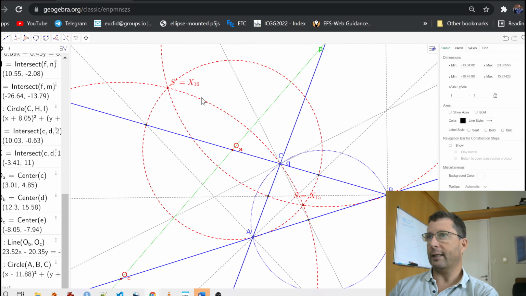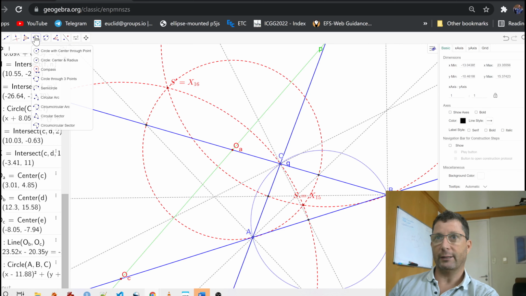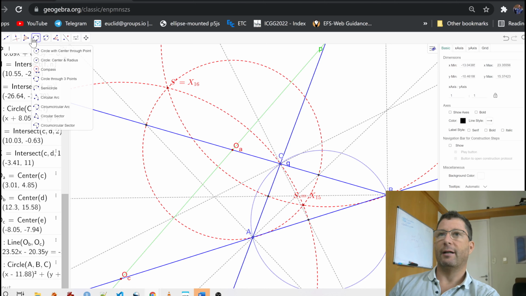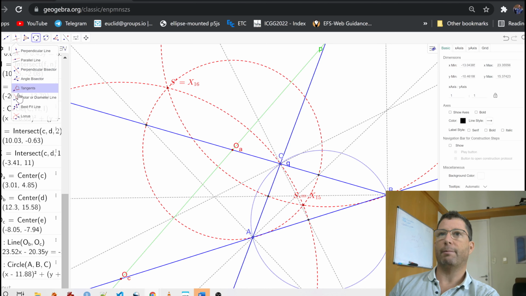And I want to show that X16 and X15 are reciprocals of one another with respect to the circumcircle. Now, one cheap way to do this in GeoGebra is simply to compute the polar of X15 with respect to the circle. So how do I do this? Let's find polar here. I probably went through it already, I'm just not finding it. It's over here, polar or diameter line.